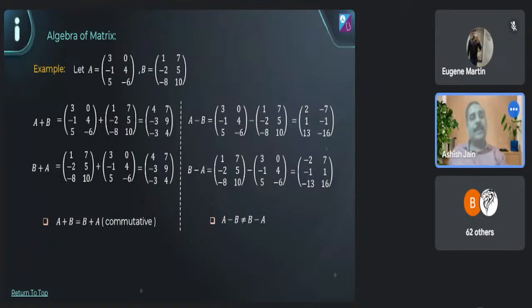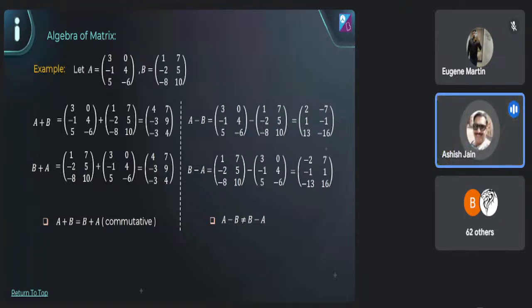In this way, I see that A plus B is equal to B plus A. Hence, we have verified the commutative property of addition, that is A plus B is equal to B plus A. Similarly, of A minus B. So A minus B हमने निकाल लिया. You write the matrix A first, put a minus sign, you write the matrix B, solve the corresponding elements. So it's 3 minus 1, which is 2, 0 minus 7, which is minus 7, minus 1 minus of minus 2, so it's minus 1 plus of 2, the answer is 1. In this way, you solve it, you will get the elements 2, minus 7, 1, minus 1, 13, minus 16.